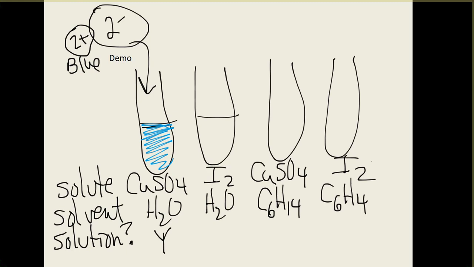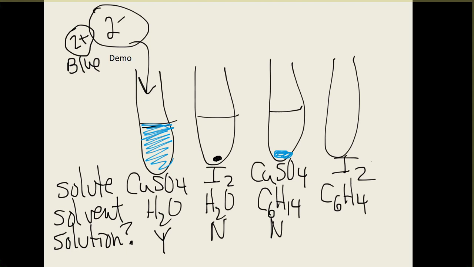In our second test tube, I add iodine into water. Even after you mix it up, right at the bottom, it just sits there. Nothing happens. And then in my third test tube, I have a different liquid, and I'm going back to my copper 2 sulfate. I add my copper 2 sulfate, and it just sits there at the bottom. Nothing happens. So in both of these cases, I do not form a solution.